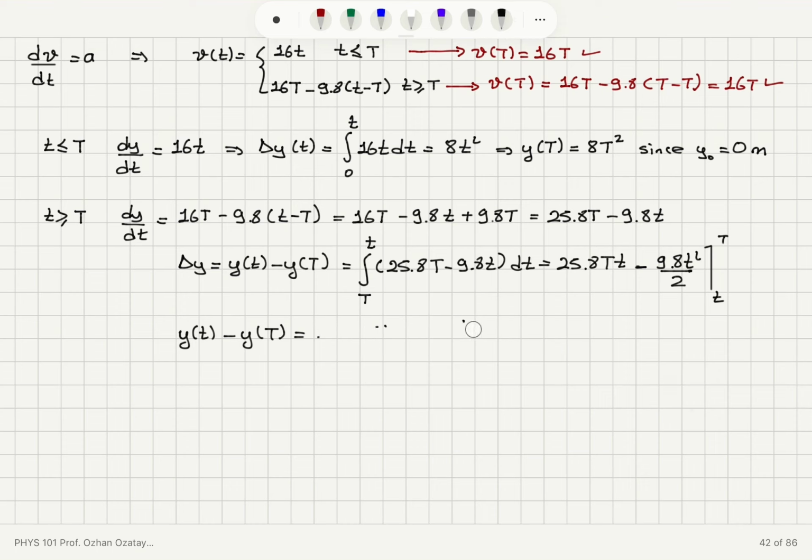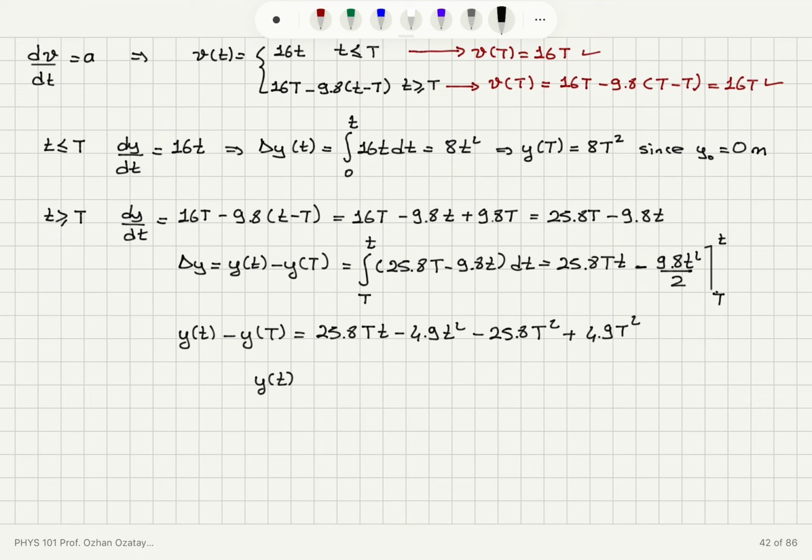So let's do this carefully. So first I evaluated at time t, here I have written the order incorrectly. This is from capital T to t. So first I evaluated at t, so it is 25.8 capital T times t minus 4.9t squared. Then I evaluated at capital T, so it is minus 25.8 capital T squared, and it's going to be plus 4.9 capital T squared.